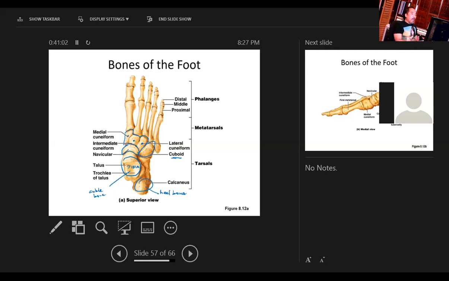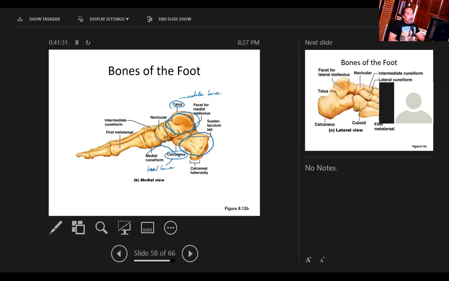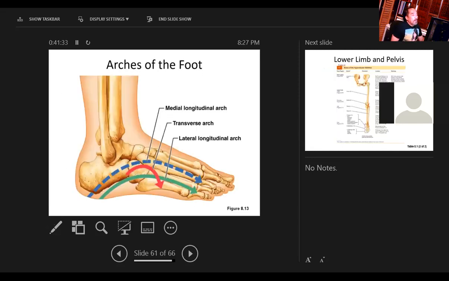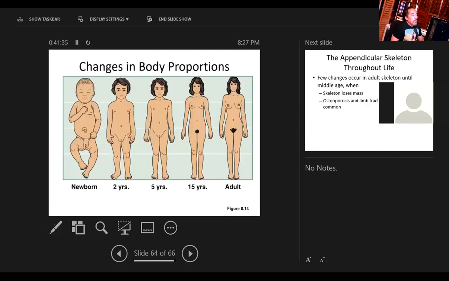Then after finishing that, we have the metatarsals, the ones covered by the sole of your foot. Then last are your phalanges: proximal, middle, and distal. All right, that's the end of your appendicular skeleton.